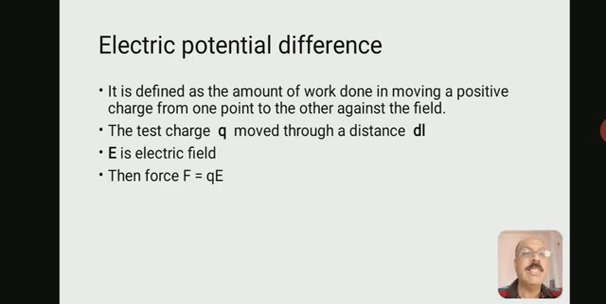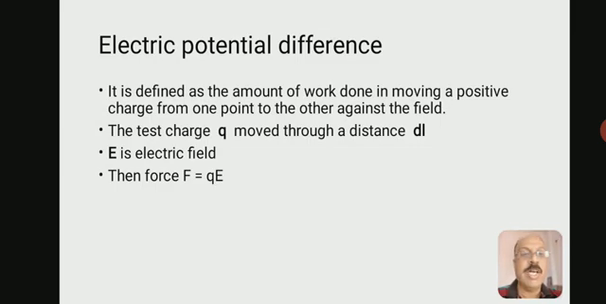It is defined as the amount of work done in moving a positive charge from one point to another against the field. Suppose you already have a charge, around which the field is there. You bring another charge from infinity towards that electric field, so work has to be done. This is called the potential difference, or electric potential difference.